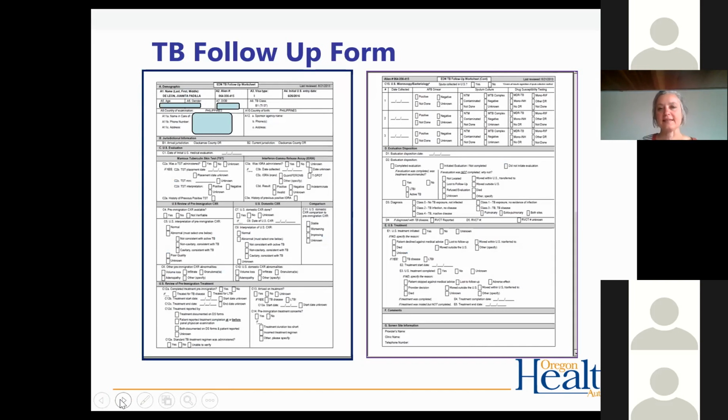The way this works is if you're getting the notification from us through Orpheus, you're going to find this TB follow-up form uploaded into Orpheus. This is what we need you to complete. We don't need you to actually complete anything in Orpheus itself. This form needs to be filled out. You can fill it out by hand and then scan it in to Orpheus, or if that's too hard, you could even fax it to us. That's okay too.